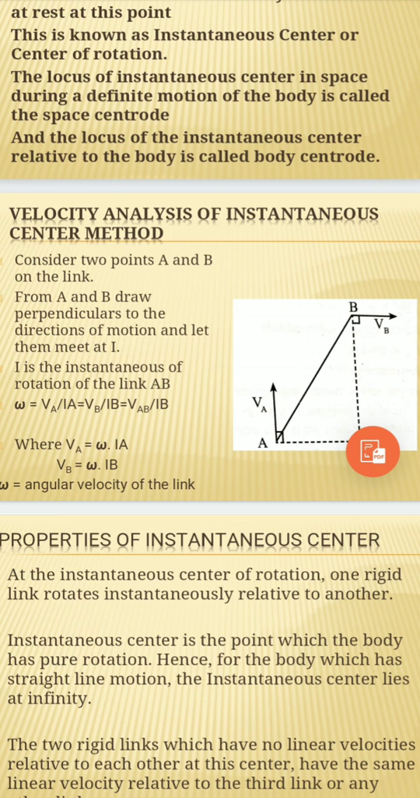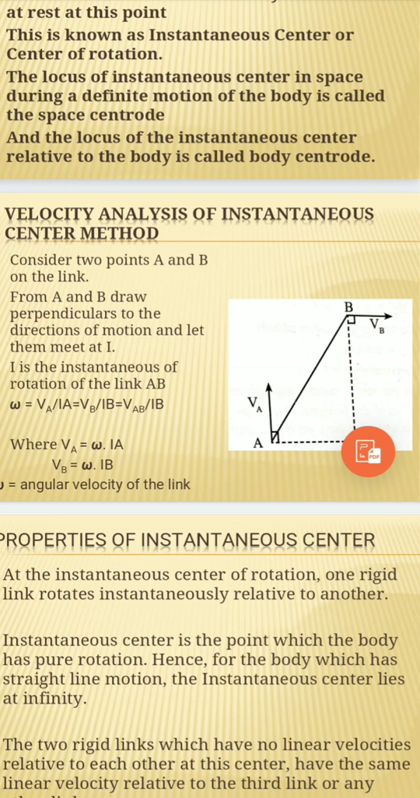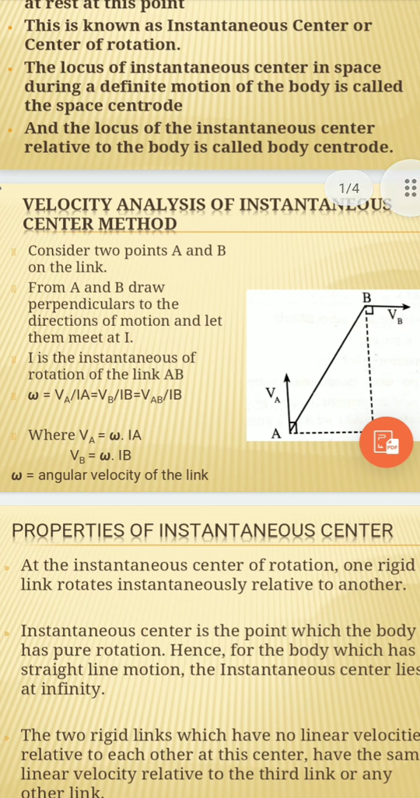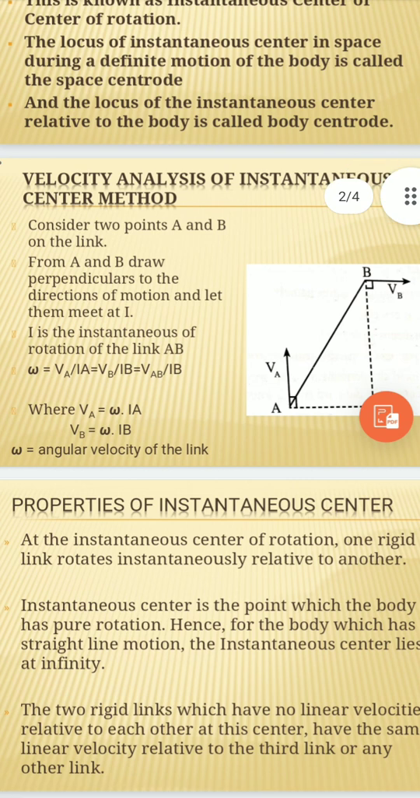And we know the formula V equals R omega. So omega is equal to VA by IA, which is equal to VB by IB, which is equal to VAB by IB. This is the formula used to find the angular velocity, where omega is the angular velocity of the link, and VA and VB can easily be found. That is, omega into IA and omega into IB.